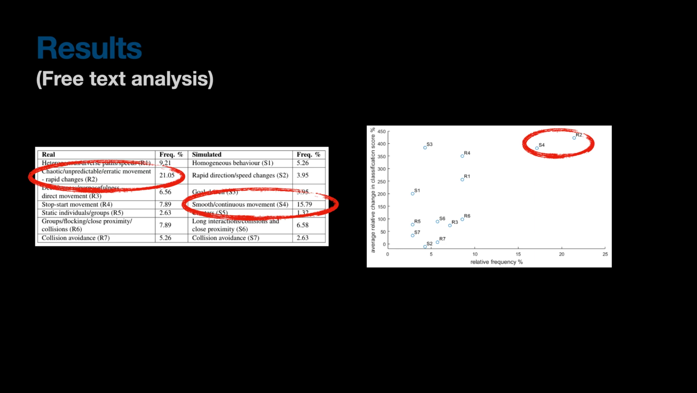So we notice from inspection a cluster of themes that are relatively infrequently mentioned, fewer than 10% of the time, but which are associated with significant improvements in classification performance, so S3, R4, R1. However, we see that the two themes that are mentioned with frequency greater than 15%, that is S4, smooth continuous movement in simulated crowds, and R2, unpredictable movement in real crowds, are both also associated with performance improvements of around 400%. And as noted earlier, these themes are complementary.